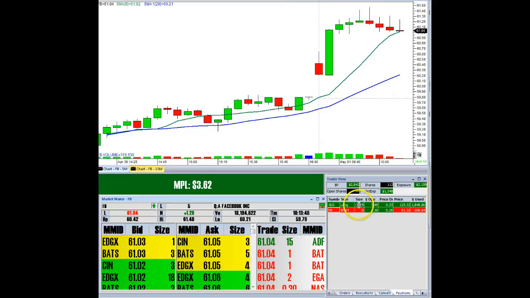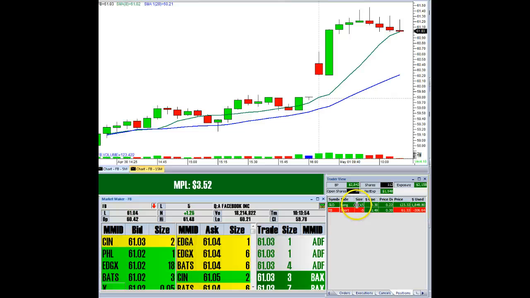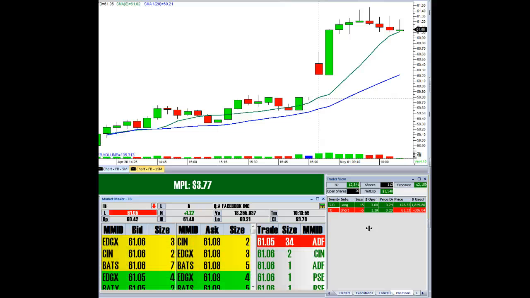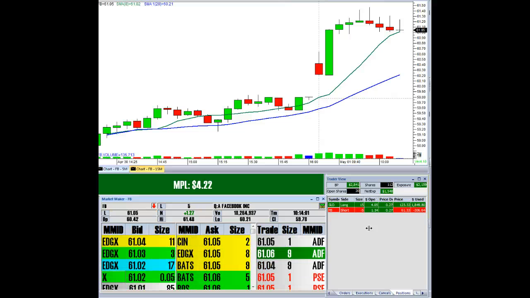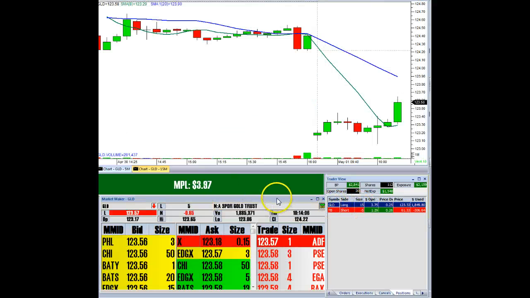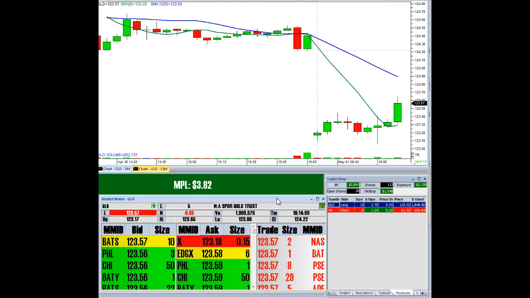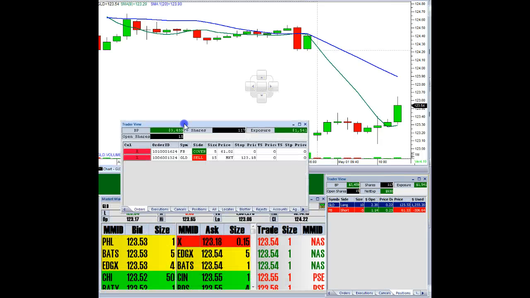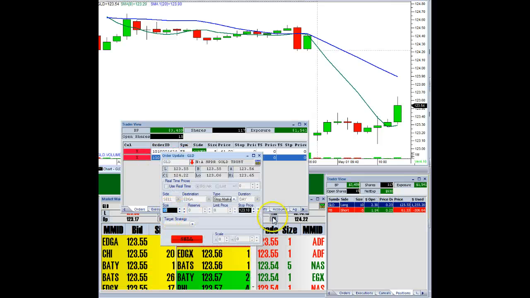So what I do is, when that's up to $4, I take a third of it off. So lock in a little profit and then I'll move my stop to break even. That way, worst case, I made a little bit. It's kind of free money at that point. So I'm at $4 on gold. So I'm going to sell 5 shares of gold. And then I'm going to move my stop to break even.